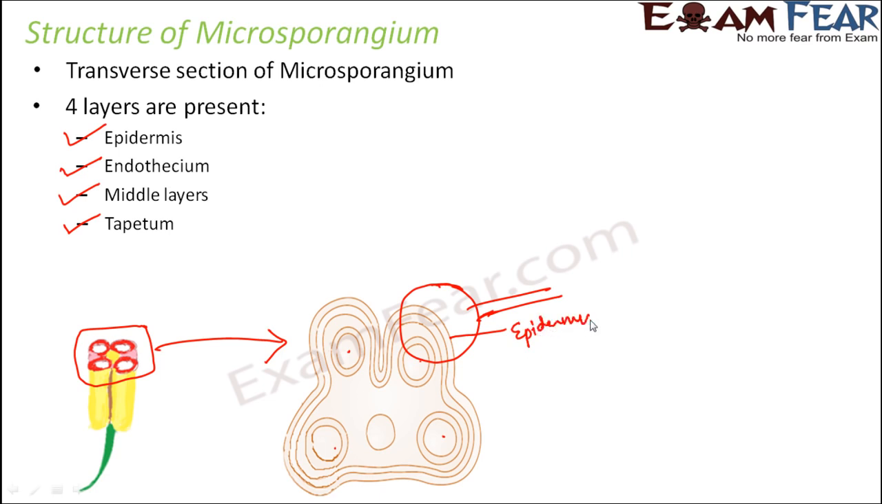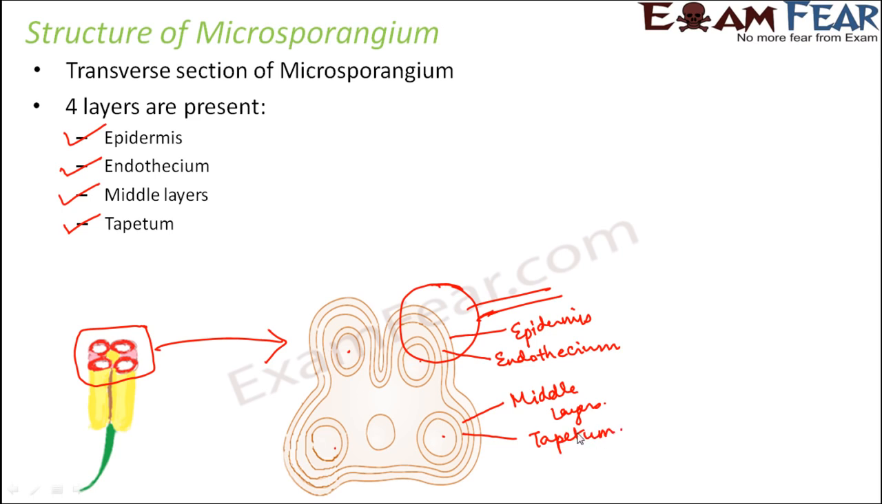So this is the epidermis. Next to the epidermis is the endothecium. So this layer is the endothecium. Next are the middle layers. So where do we have the middle layers? This layer is the middle layer. And finally, the innermost layer is the tapetum. So this layer is the tapetum.